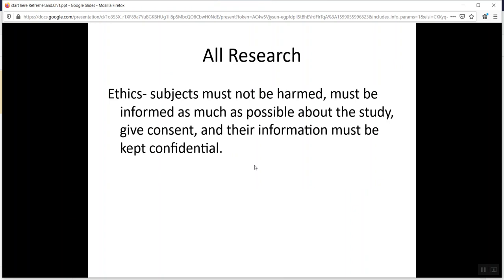Ethics is always important, particularly in a subject like developmental psychology, where we're studying almost entirely human subjects. We always need to keep in mind that our subjects cannot be harmed in any way, and as much as possible, without revealing the contents of the study, subjects need to give consent, or the guardians of the subjects need to give consent, and their information must remain confidential.